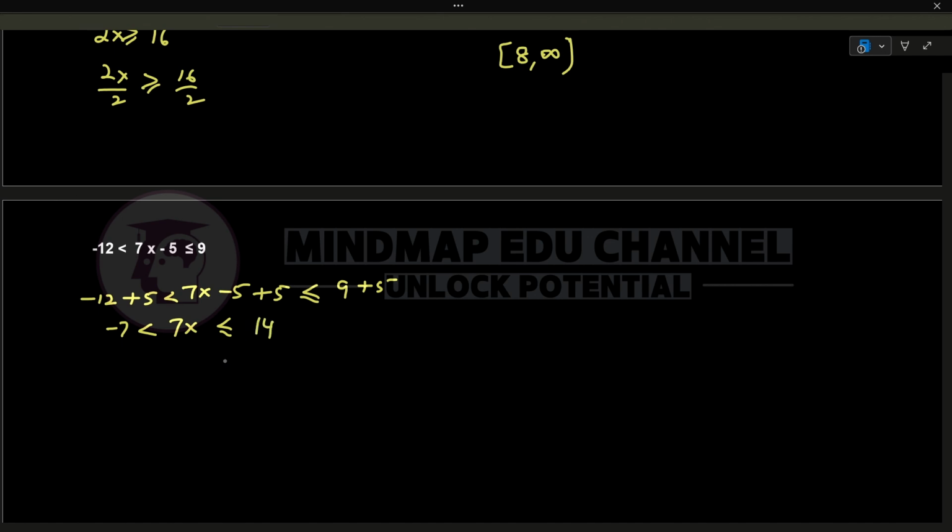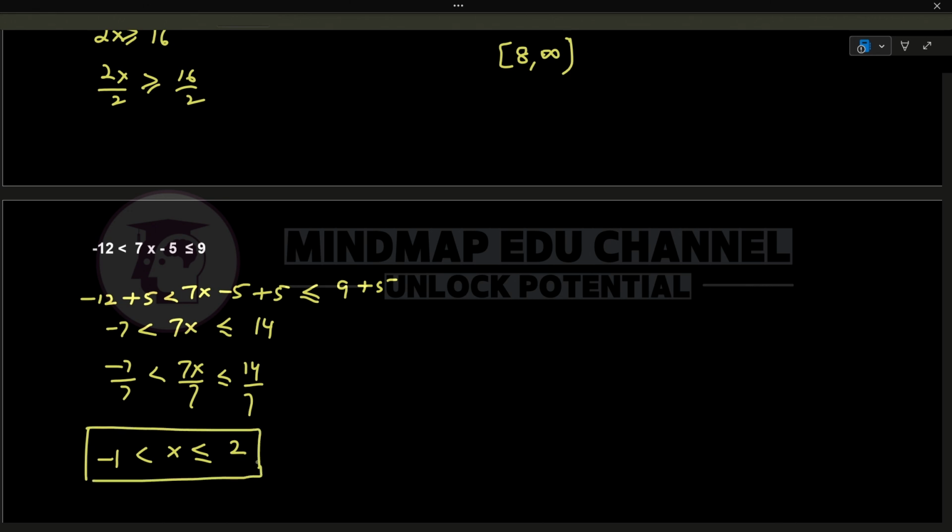Throughout the equation, what you will do now to isolate x, divide by 7. And here minus 1 less than x less than or equal to 2. So this is a solution in inequality notation. Now plot it on a graph. So it will be minus 1, 2, minus infinity, infinity. Over minus 1 it will be an open circle. Over 2 it will be a closed circle.